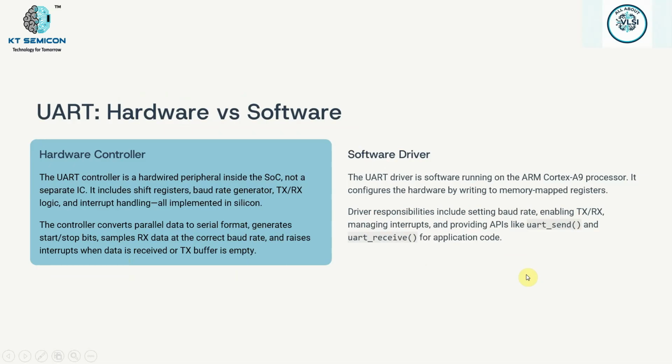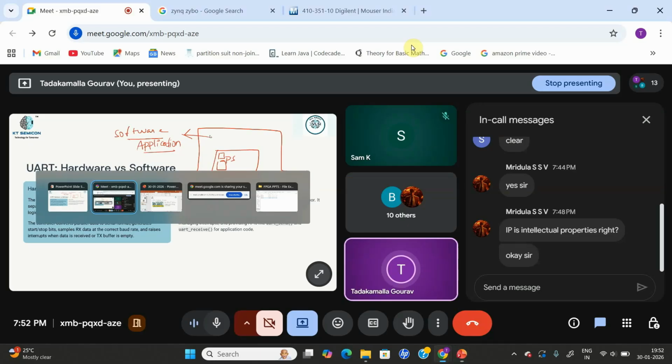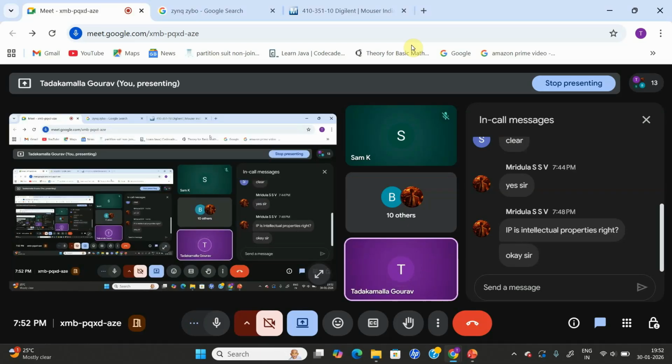Okay, so let's say this is your processor, and above this processor you are going to write a software application. This application is going to control the IPs which are present inside your processor. That is what they are going to do. Okay, is it clear for everyone? Any doubts or any queries?